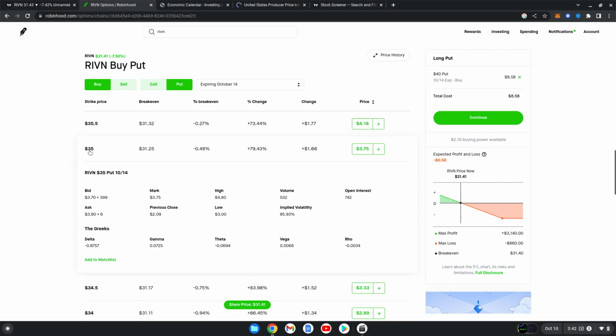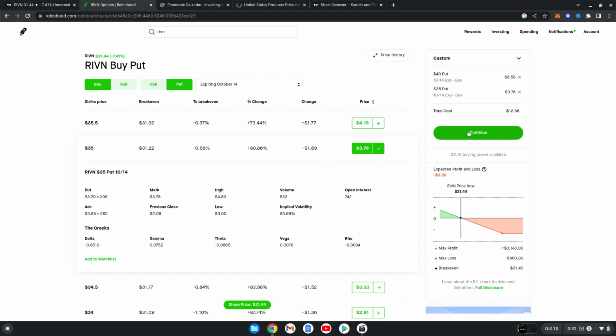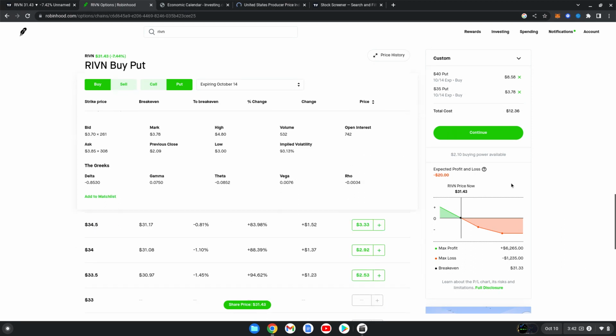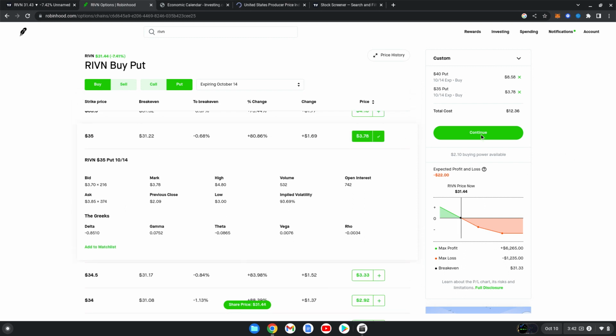Now, when we go to the $35 puts, it's more expensive. This one contract will cost you $378, right? So this one contract, if we add it, we can see it'll cost you about 300. I'm sometimes confused by how they set it up here, but we can see here it's $3.78 times 100, $378.